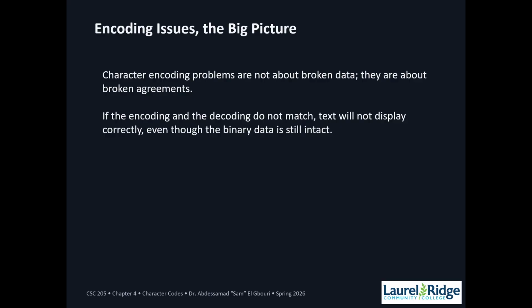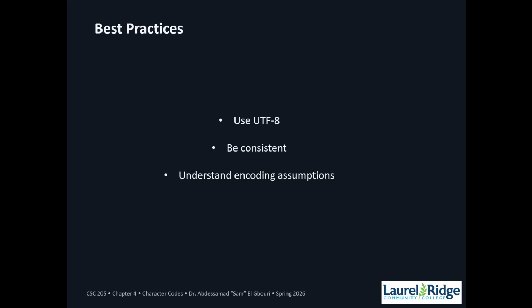Encoding issues, that's the big picture now. Character encoding problems are not about broken data, they're about broken agreements. If the encoding and the decoding do not match, text will not display correctly, even though the binary data is proper. And these are some best practices. Basically, if you have the option, always use UTF-8, be consistent, okay? UTF-8 all the way, and understand encoding assumptions. Sometimes, if you're seeing some problems, you know exactly what to say then: okay, it seems like you have an encoding issue.